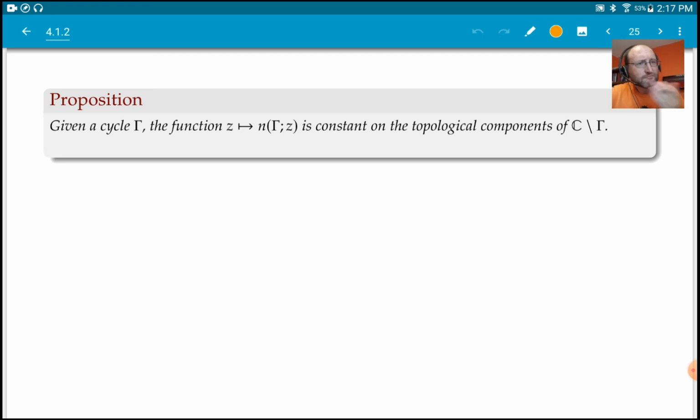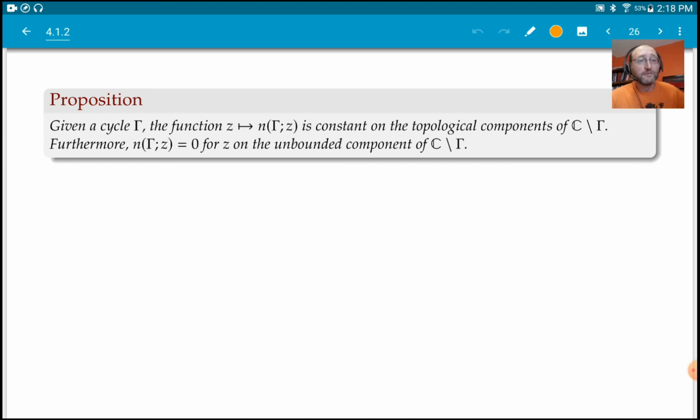So at every point, it is an integer. Now, the next thing that we're going to show is that if I look at the complement of gamma, that has a bunch of components. Now, the winding number is an integer, and it's actually the same integer on the entire component. If I have a circle, let's say, it goes around the inside of the circle. It goes around everything inside once, so the winding number of every point inside should be 1. And everything outside should be 0, because it doesn't go around anything that's outside the circle.